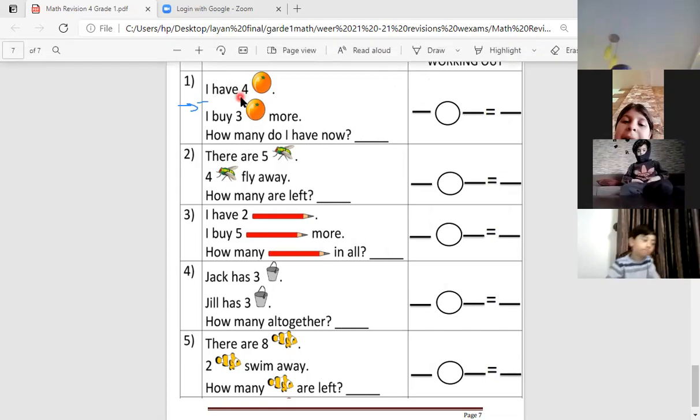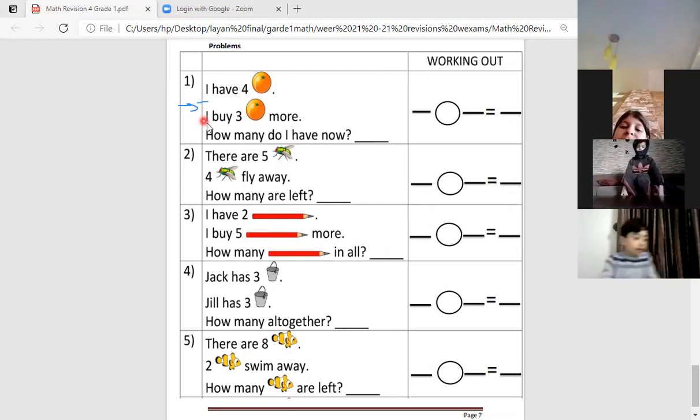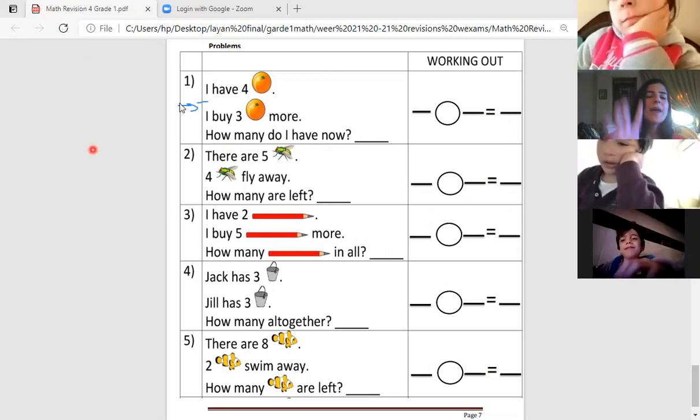I have four oranges. This is the picture of oranges. I buy three oranges more. How many do I have now? Okay, Zainab, so I have four oranges.